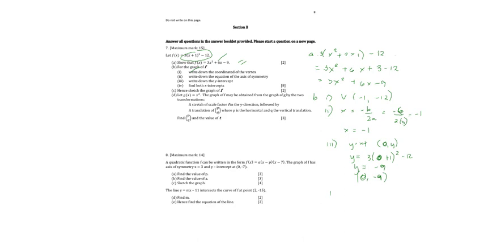For the x-intercept, that is when you have a value for x and 0 for y. So you can also use the general equation. 0 equals 3x squared plus 6x minus 9.